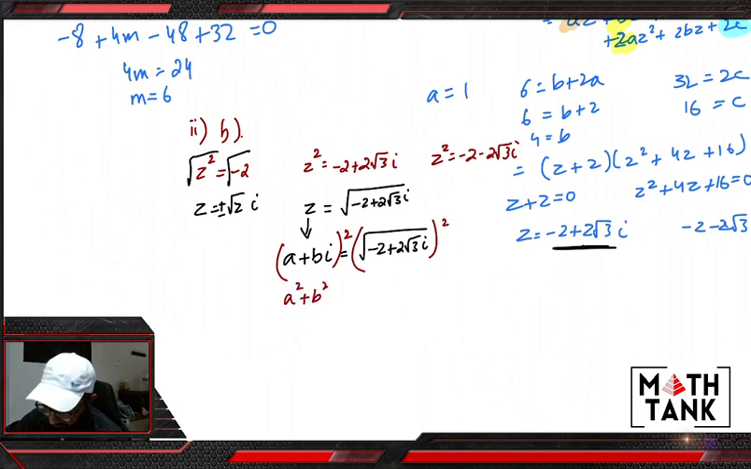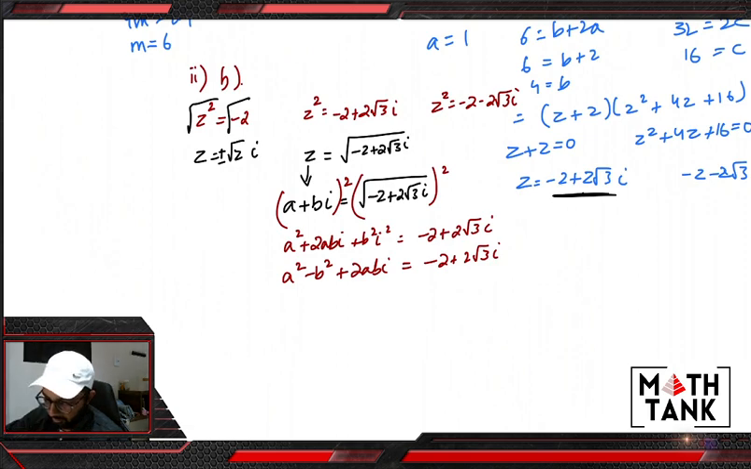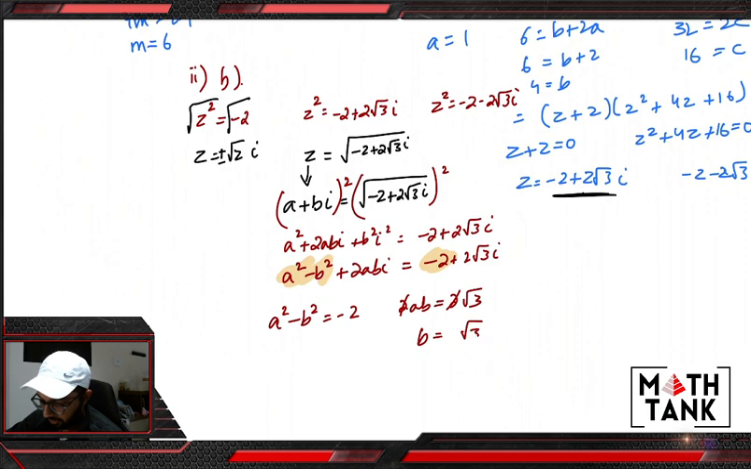So a squared plus 2abi plus b squared i squared equals minus 2 plus 2 root 3i. So a squared minus b squared plus 2abi equals minus 2 plus 2 root 3i. Now again, a comparison is necessary. So a squared minus b squared equals minus 2 and 2ab equals 2 root 3. 2 cancels and b is basically root 3 over a.